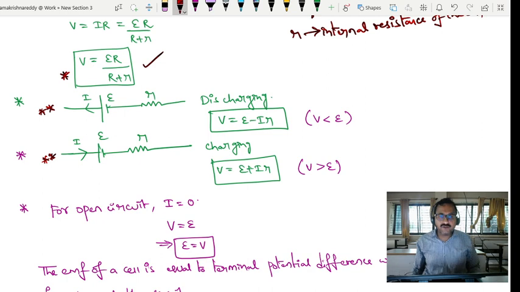Means no current is drawn. Then EMF of the cell is equal to, another definition we can write.